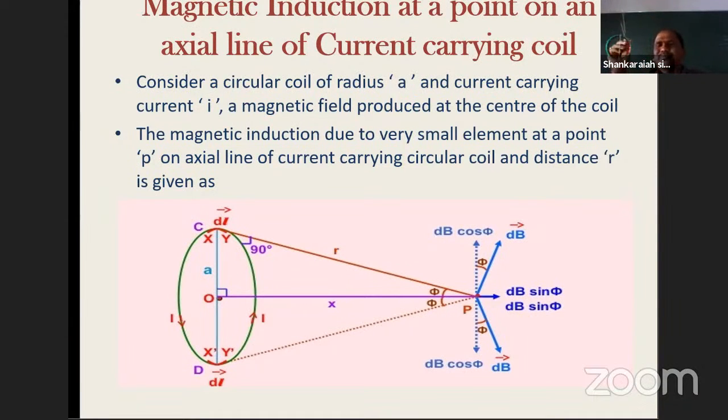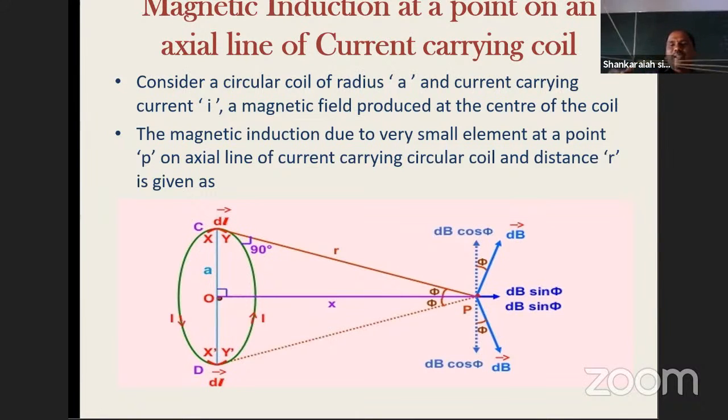This is the coil, having n number of turns. This is the element. This is the line, the axial line: a line passing through the center of the coil and perpendicular to its plane. This is the axial line.